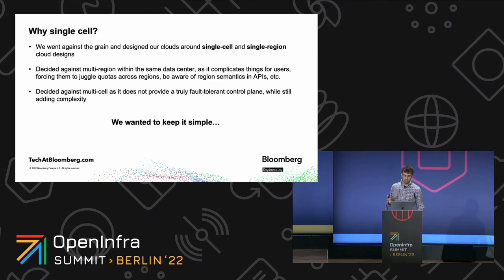And same thing with the cells. We decided against them too, for a lot of reasons similar to regions. With cells, things like Neutron are documented to be global across all your cells, so that's another single point of failure, another single thing that you have to scale. And while it does offer some benefits in terms of allowing you to break up Nova a little bit, we don't really have any challenges scaling or keeping Nova stable. So cells were not really a good choice for us either.